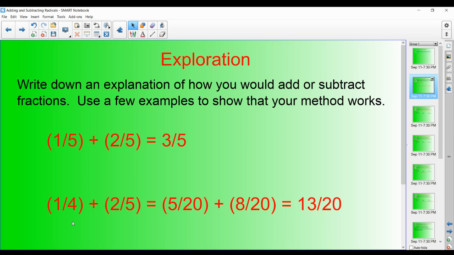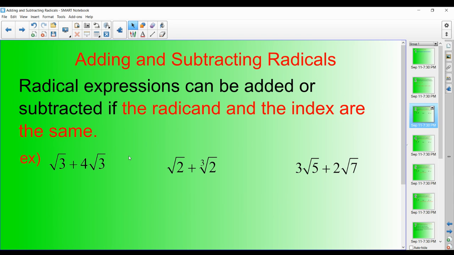So adding fractions with uncommon denominators, we were able to make common denominators. Common denominators are really nice, so we hope that's the case. We're going to hope for the same case for radical expressions. So radical expressions can be added or subtracted together only if the radicand and the index are the same. We're going to look at three examples here and see when we can combine them and when we cannot.